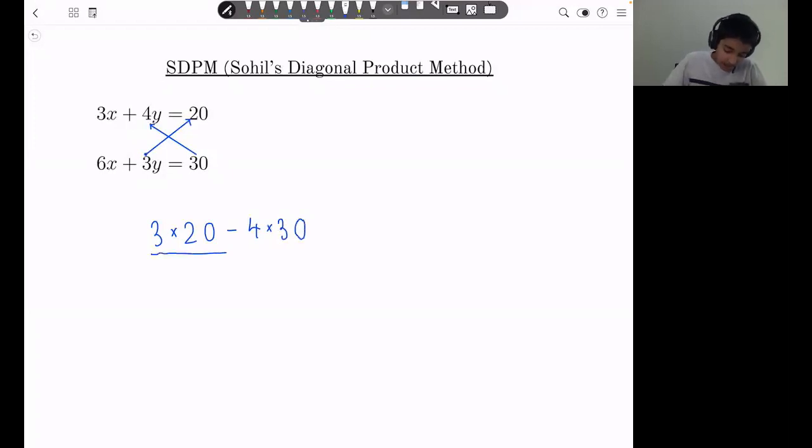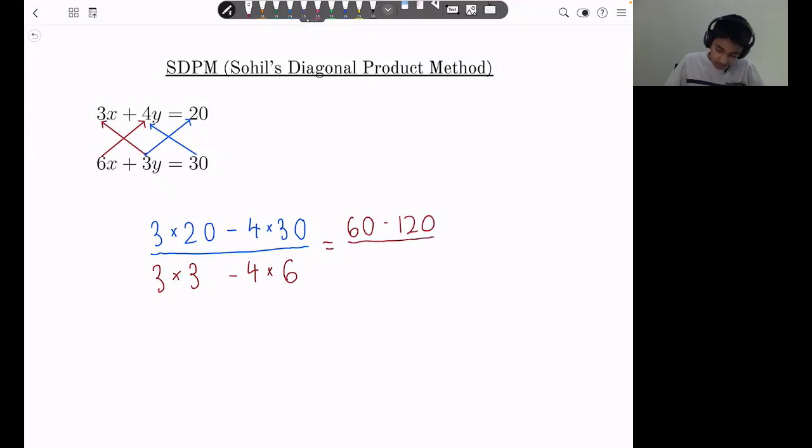And then you divide it by, and now we take the product of these two numbers. So 3 times 3. And then you subtract the product of these two numbers. This gives us 60 minus 120 over 9 minus 24, which is equal to negative 60 divided by negative 15, which equals 4.